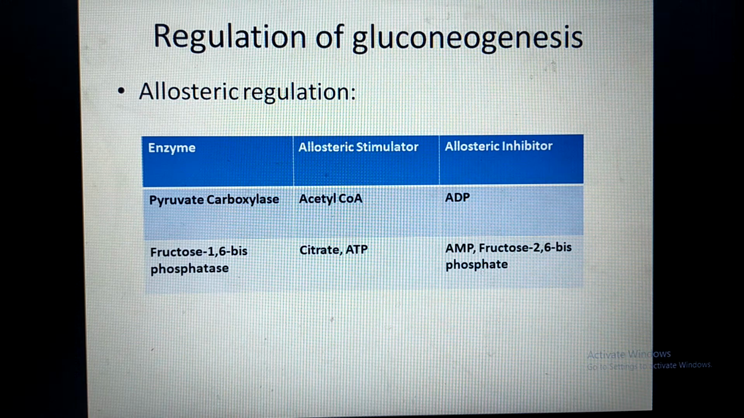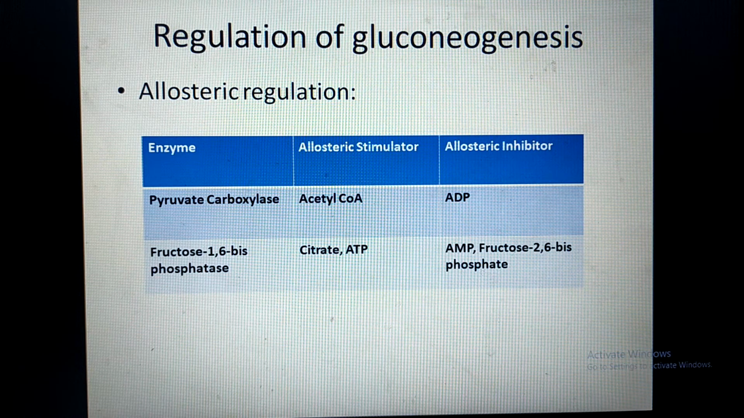Now come to the allosteric inhibitors of the enzyme. AMP acts as an allosteric inhibitor. Again the reason is the same. Presence of AMP inside the cell indicates that the ATP concentration of that cell is low and the cell cannot afford the process of gluconeogenesis. Therefore AMP inhibits the enzyme.